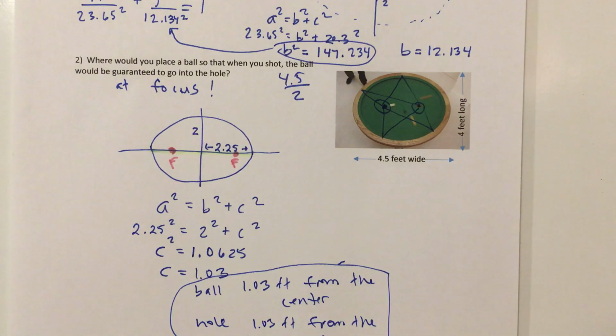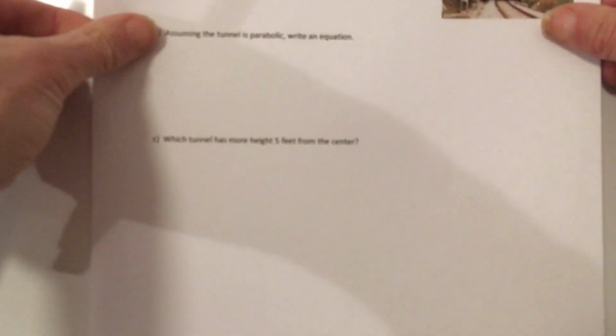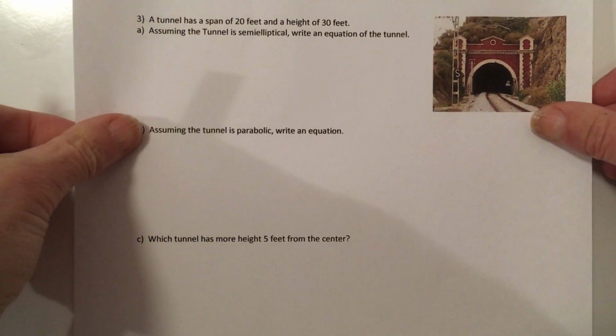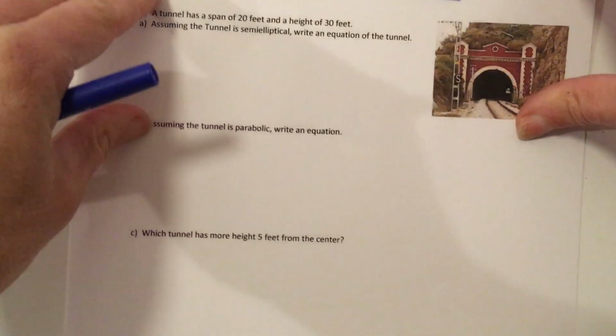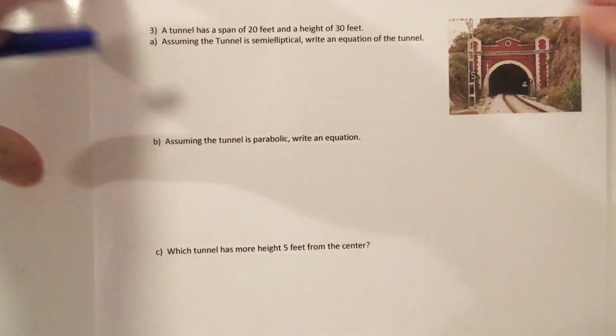All right. So we're going to do one more problem today. This is a pretty typical problem where you have some sort of bridge or tunnel or whatnot. And they ask you to write two different equations. One that it's an ellipse, and one that it's a parabola. So this will be good practice for our parabolas too.